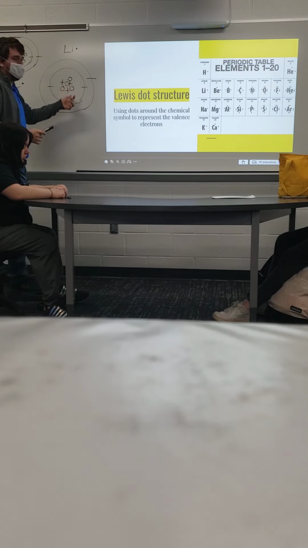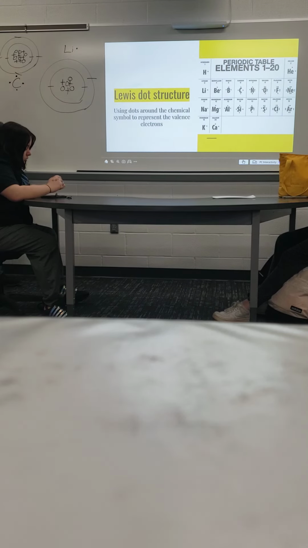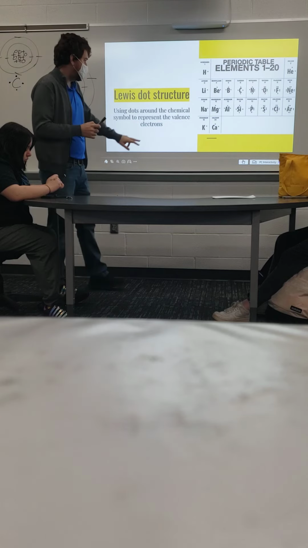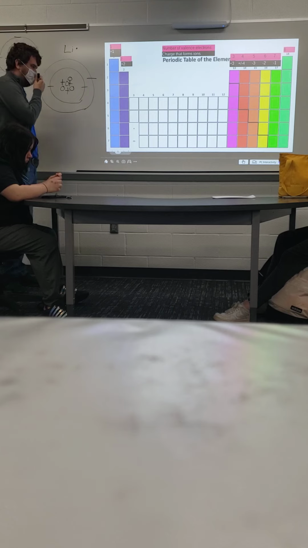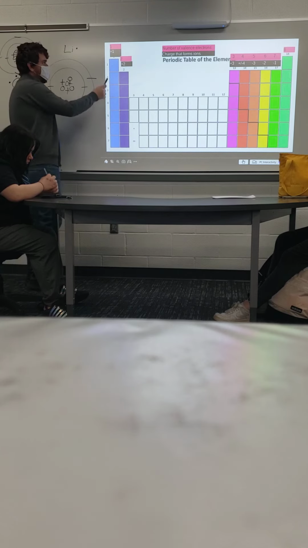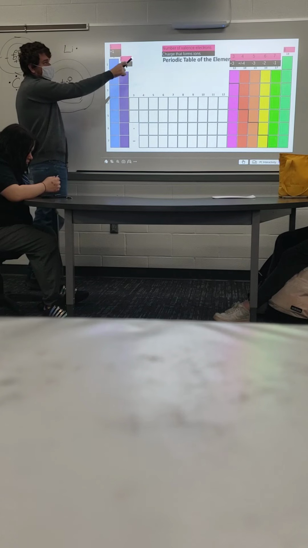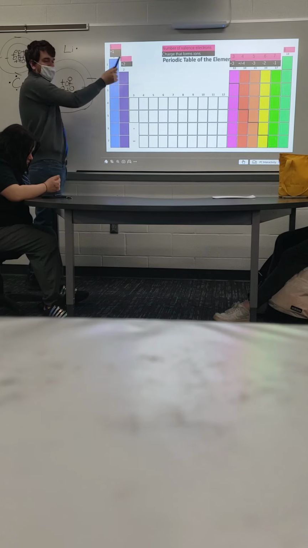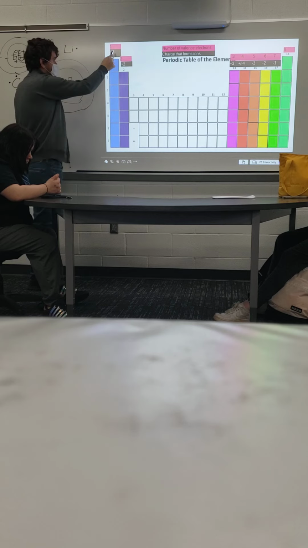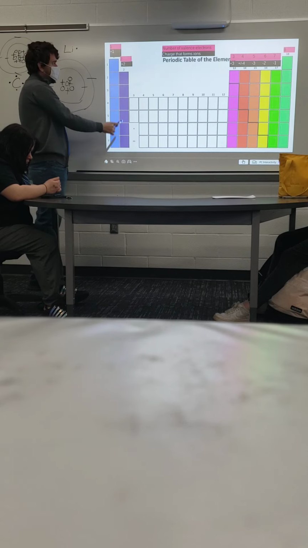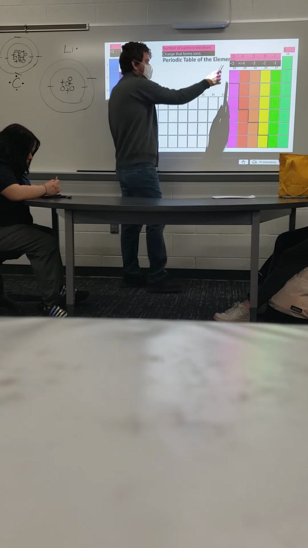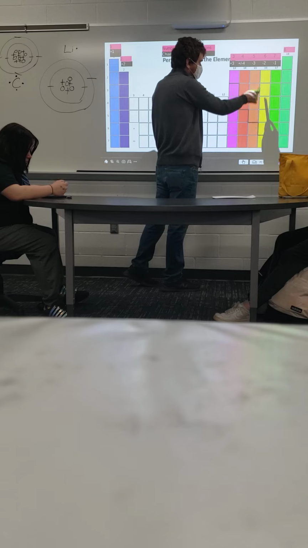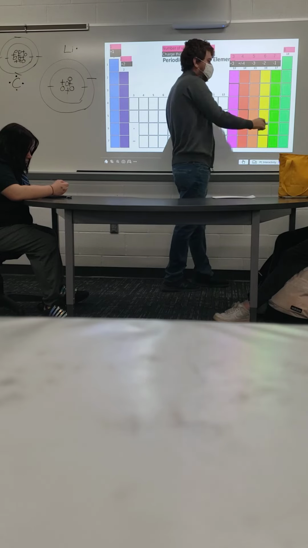Thankfully, we don't have to draw it every time to know. There's an easier way. We click on the slide, please. Thank you. So this is how we know how many there are. Everything in, let's look at the pink box first, okay? This is the number of valence electrons of everything in this row. Everything in this row has 1 valence electron. Everything in this row has 2 valence electrons. 3, 4, 5, 6, 7, 8.